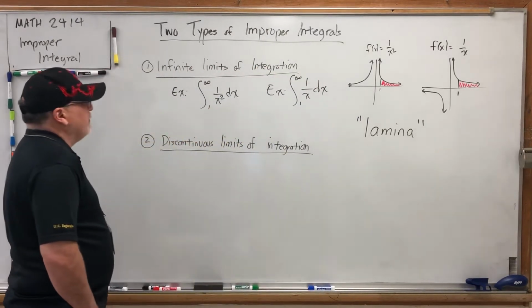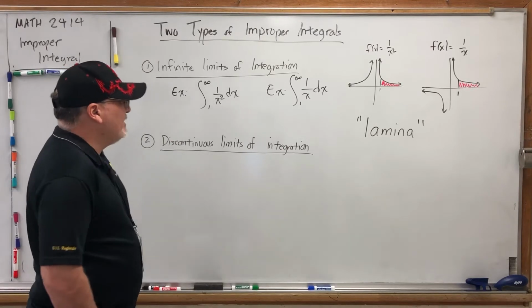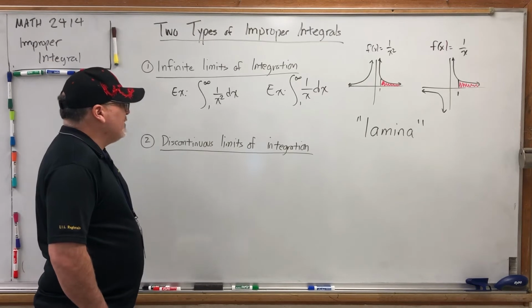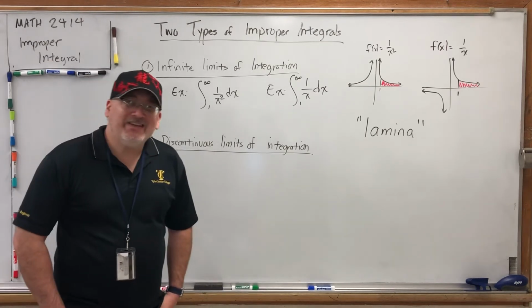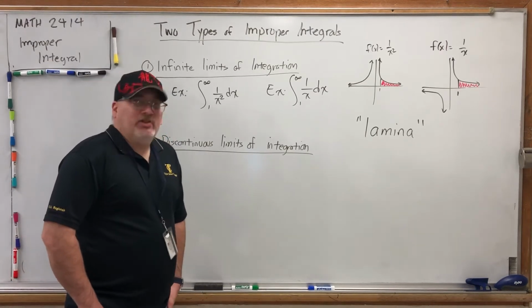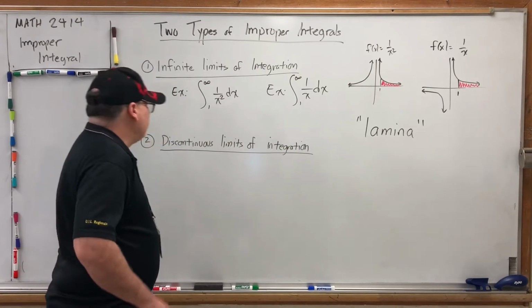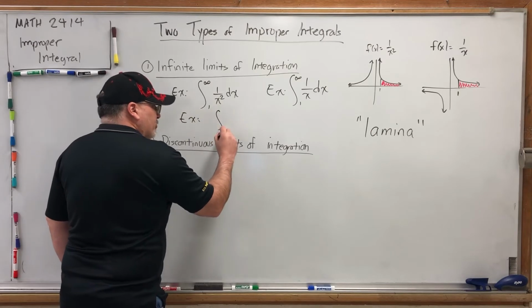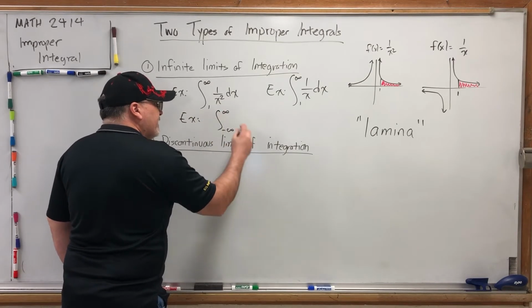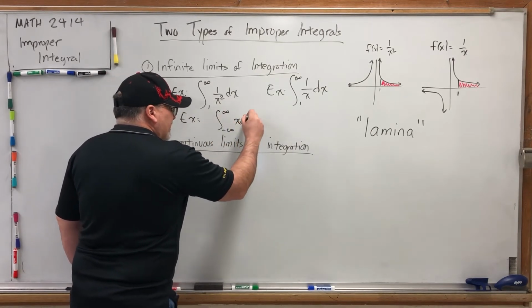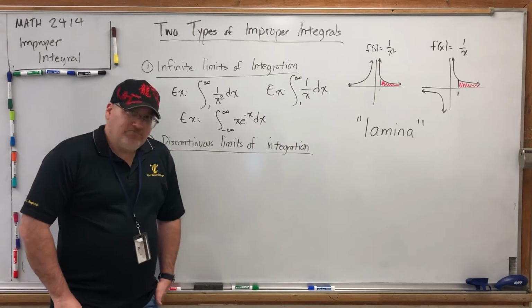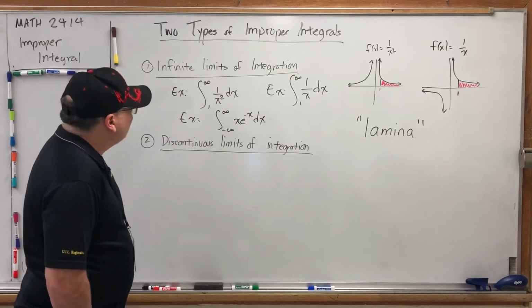But that's one type of improper integral where you have an infinite limit of integration. And by the way, the infinity can also be on the lower limit in the form of negative infinity, and both limits can be infinite. It's not unreasonable to talk about an integral like the integral from negative infinity to infinity of x times e to the negative x dx.